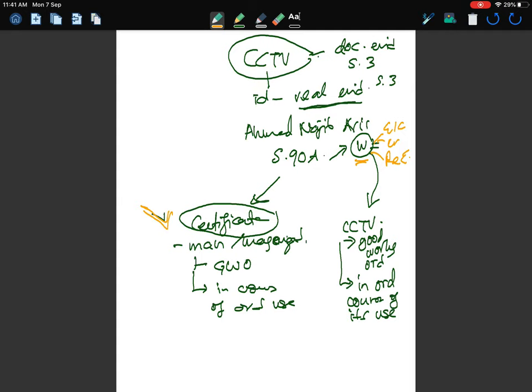Yeah? But sometimes the company may not want to produce a certificate to say that it's in good working order, then there's no alternative, you have to call the witness. This was what happened in the case of Susilawati, yeah? So in the case of Susilawati, what happened here is that the prosecutor wanted to bring evidence of their cell phone record, right? The cell phone record as to their location.